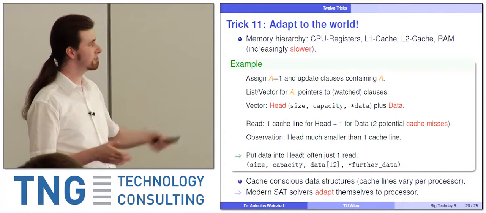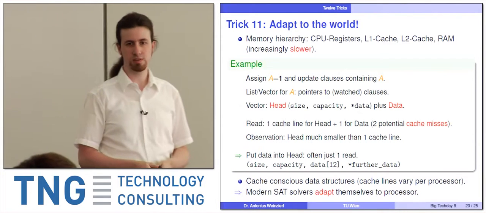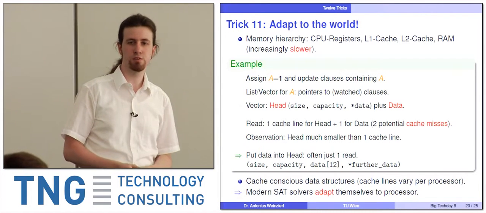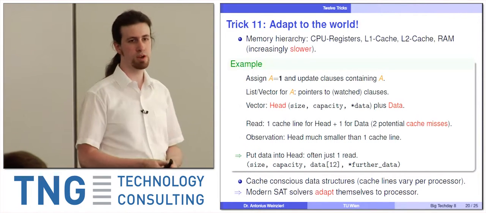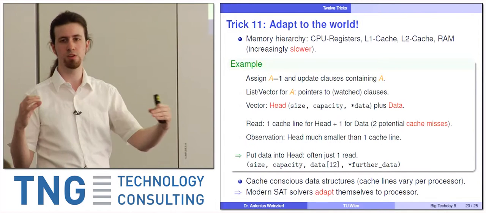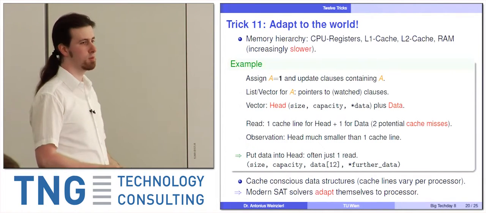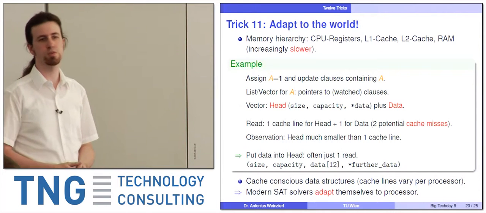So this is called cache-conscious data structures, and it's really the case that modern SAT solvers, if you start them, they first query your CPU, what type of CPU do you have, how long are the caches, and then they adapt their internal data structures to optimally fit in there. This makes some additional gain of 20 to 80%.